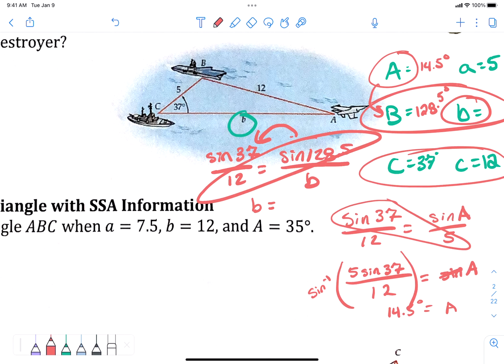Capital B or lowercase b? 15.6. No. It's got to be way bigger than that. Surely, right? Did you really? I did too.